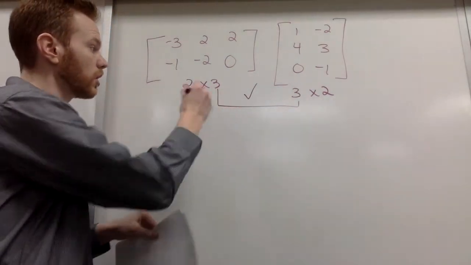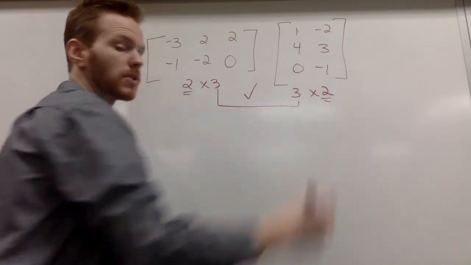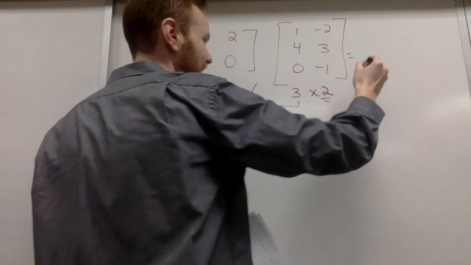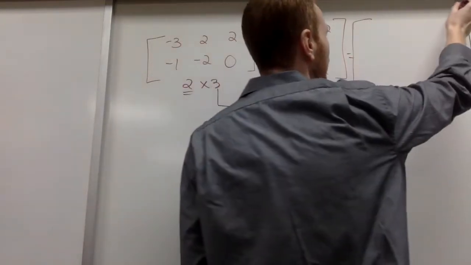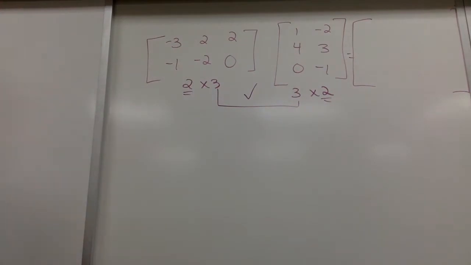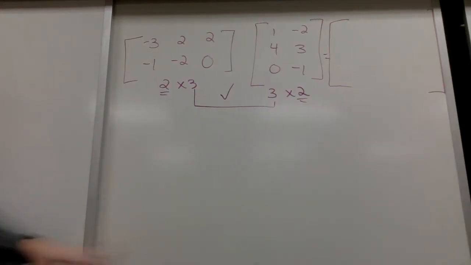Now what's the result going to look like? Well, the outside numbers tell me that. It's going to be a 2 by 2. What? That's just weird. There we go. The result's a 2 by 2. That's just something else. Okay.